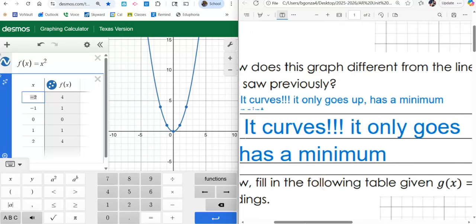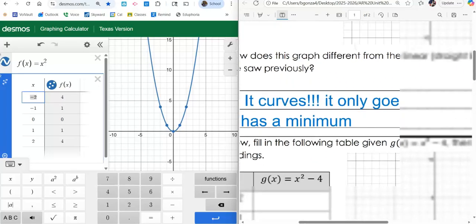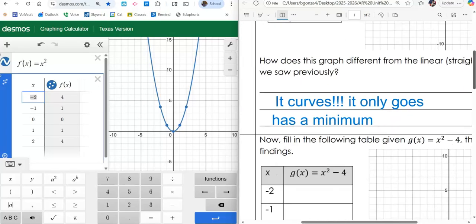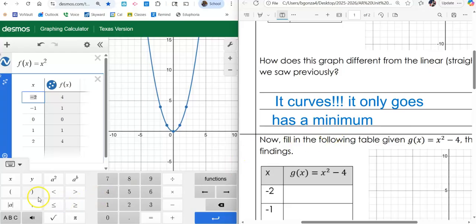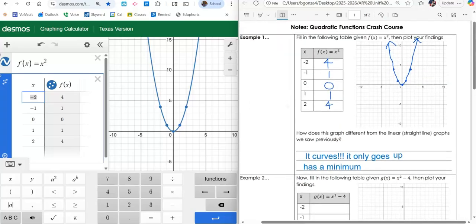There you go. All right. It curves. It only goes up. Yes. All right. I don't know why the text in here doesn't make any sense. It only goes up. It has a minimum. Okay, we're done. Does everyone get that first one?